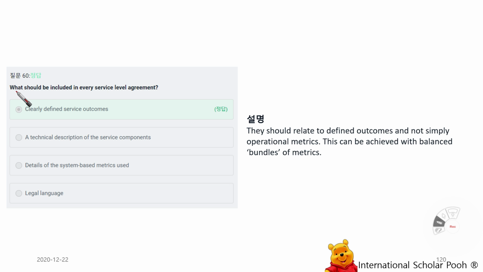What should be included in every service level agreement? Clearly defined service outcomes. They should relate to defined outcomes, not simply operational metrics. This can be achieved with balanced bundles of metrics.